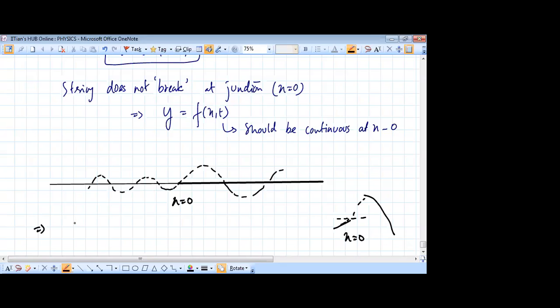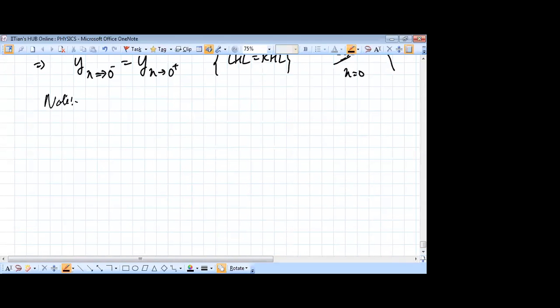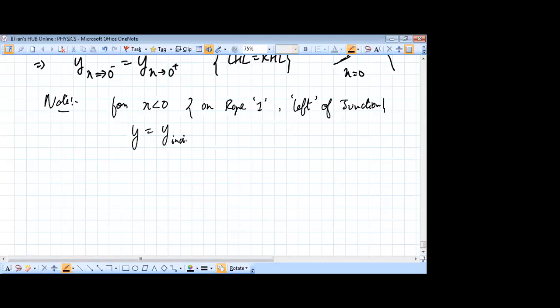So that means the value of y at x tending to 0 minus should be equal to the value of y at x tending to 0 plus. That is, the left hand limit is equal to the right hand limit, and this should be true at any instant of time. That is what we mean by saying that it should be continuous, because there is no break in the function. So that is the concept that we are going after. Now you can see that on the negative side, where string 1 is operating, on the left hand side of the junction, what is the net displacement? It is the superposition of the incident wave and the reflected wave. So keep in mind here that for x less than 0, that is in medium 1 to the left of the junction, this is y incident plus y reflected.